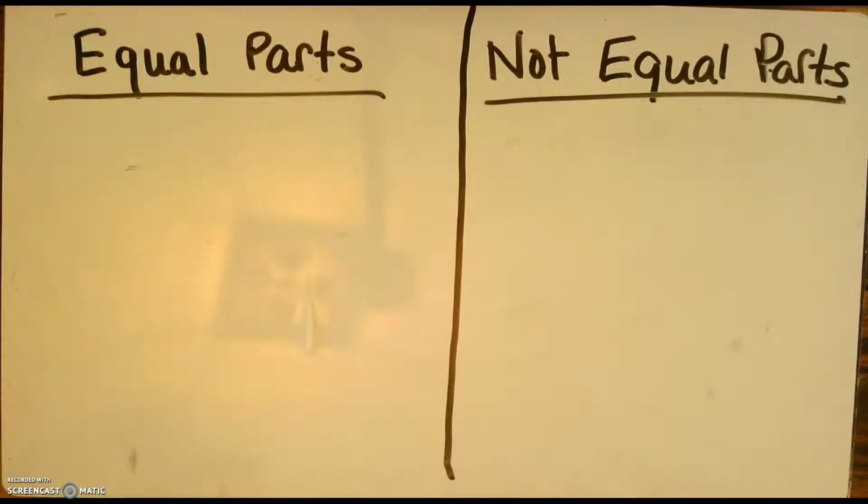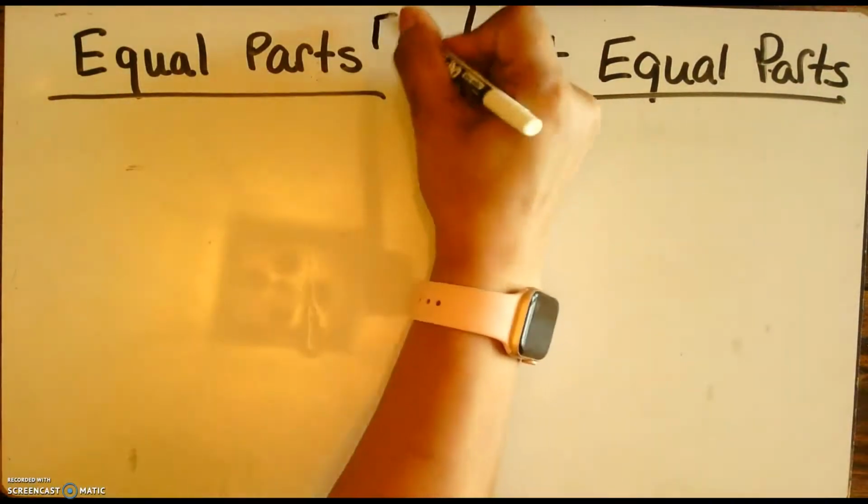Here for fractions. Want to make sure we all understand that when we're talking fractions, we are talking about equal parts of a whole. If it's not an equal part, if it's not partitioned or divided into equal parts, then it is not a fraction. So we're just going to take a look at some examples of pictures of equal parts and pictures of not equal parts. So the equal parts, those are fractions.